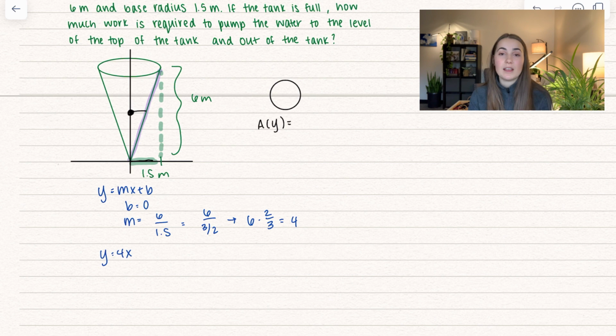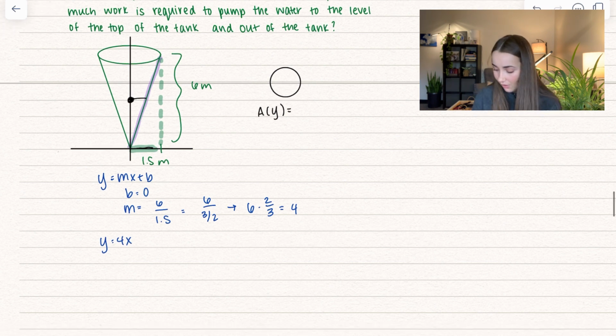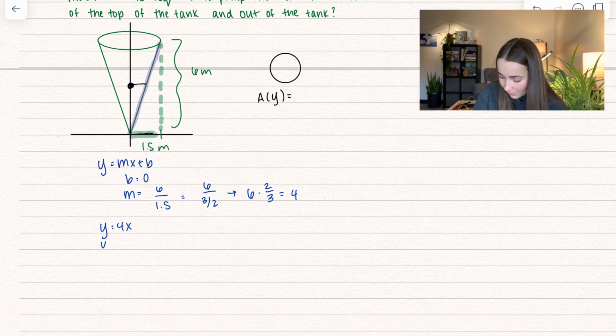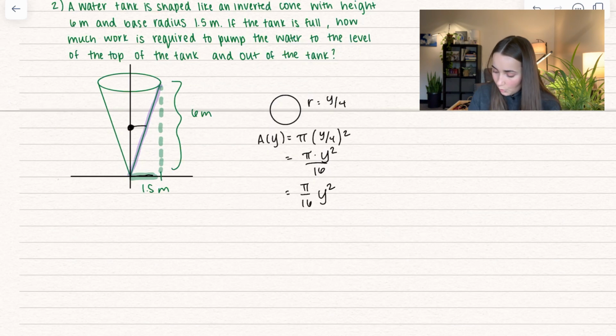But remember, we want our area, the cross section, to be in terms of y. So we need to solve for x. We get y divided by 4 is equal to x. So here we have that our radius is equal to y divided by 4. And now we can plug that in. We get pi times y divided by 4 squared. So we have our area.